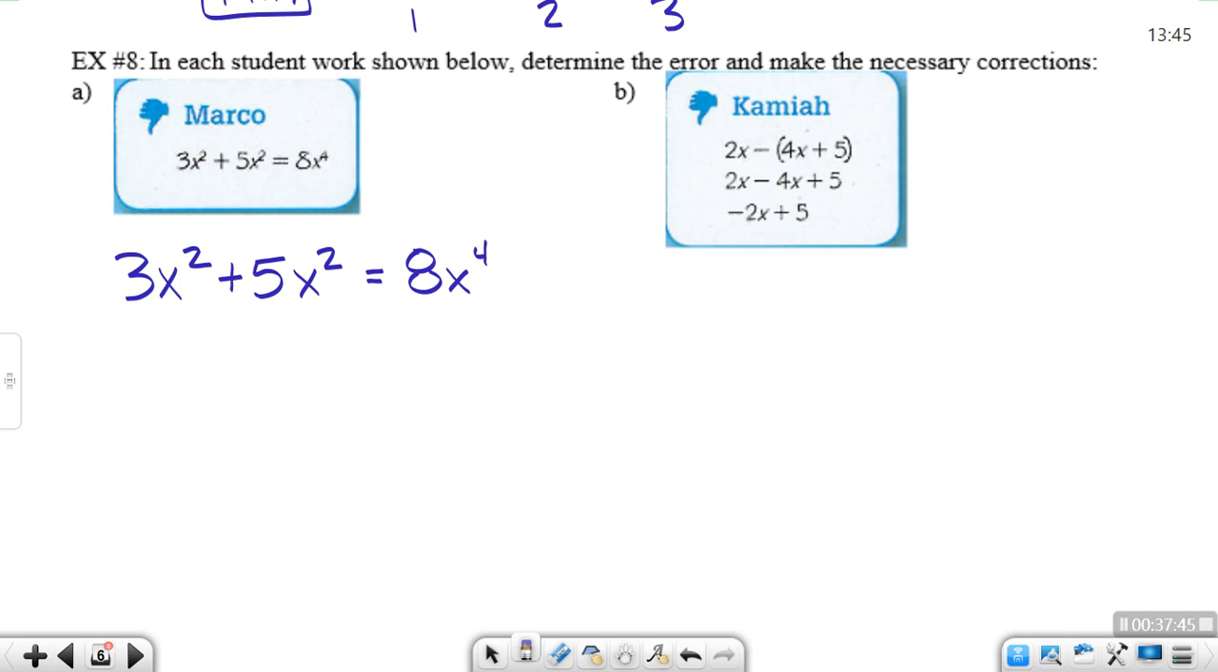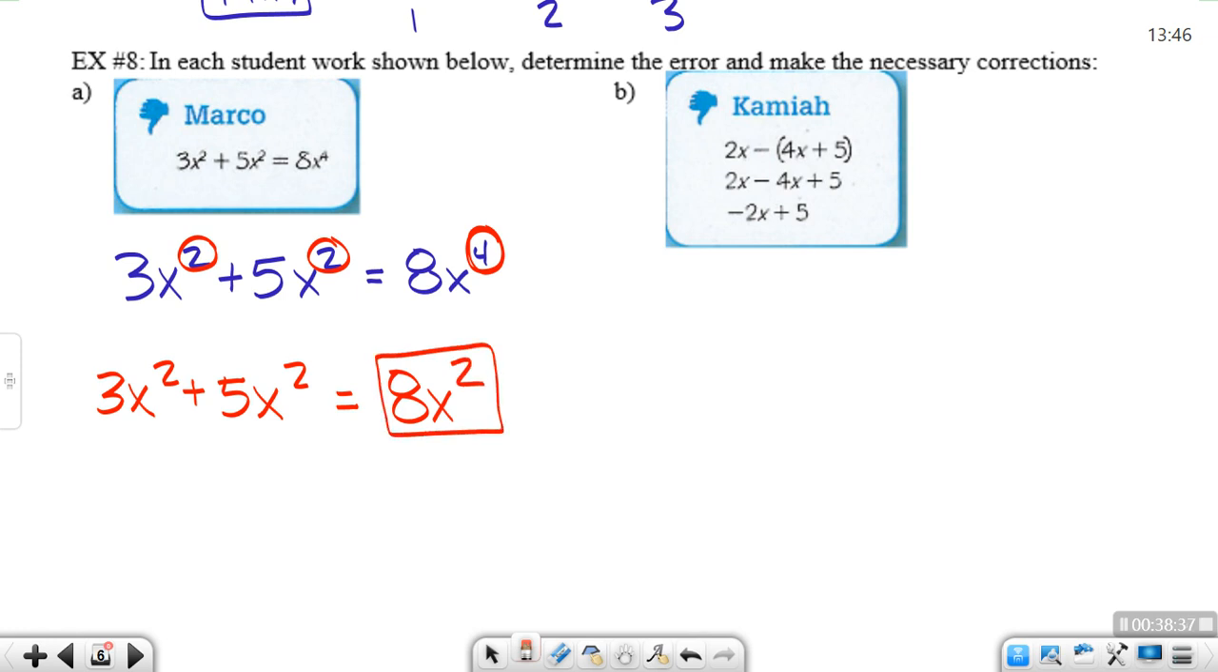So I don't disagree with Marco that 3 plus 5 is 8. That looks correct. But if we look at Marco's power here, he made a very, very common mistake. Marco added the exponents. Guys, when we add or subtract like terms, the power should not change. When you add or subtract like terms, the new term you get should be another like term of the 2 you started with. So if we're actually going to add 3x squared and 5x squared, I should get another term that has an x to a power of 2 in it. So this should actually be 8x squared. Now, are there times when powers can change? Yes, and we will look at that later in the chapter.